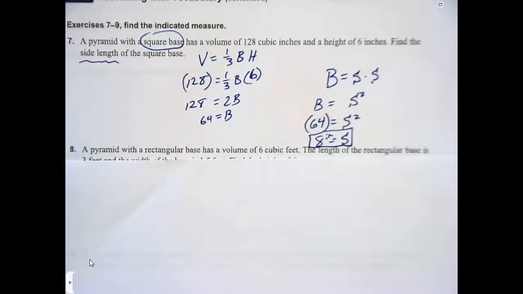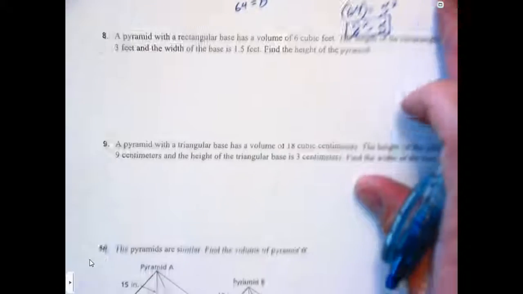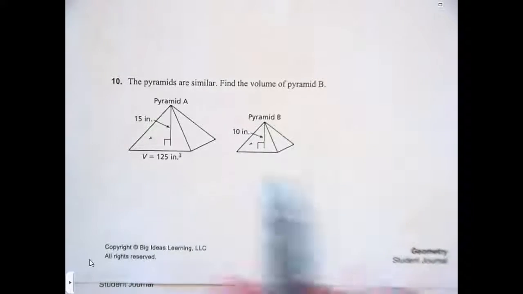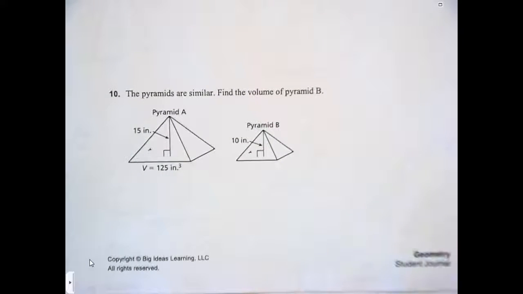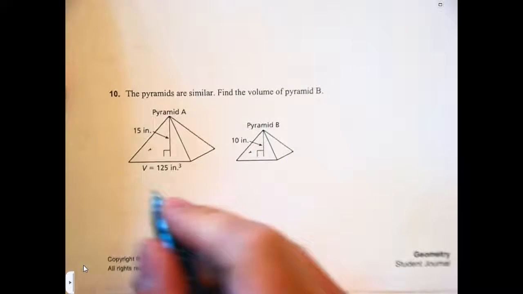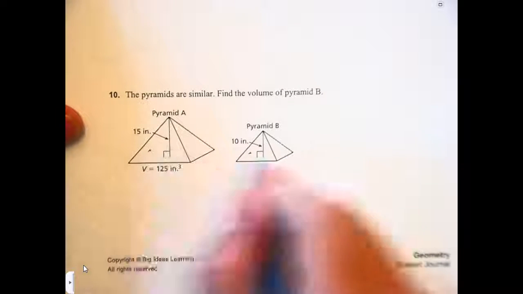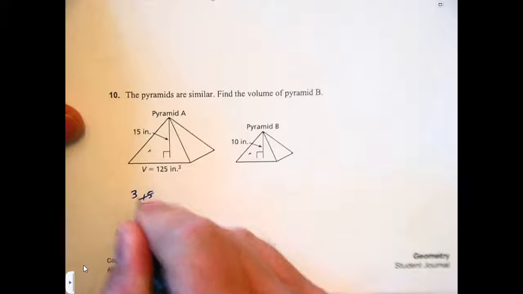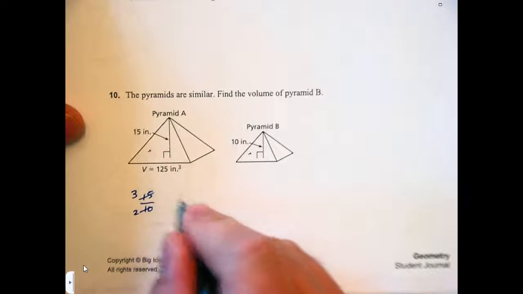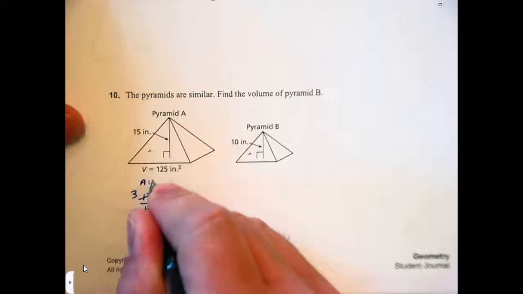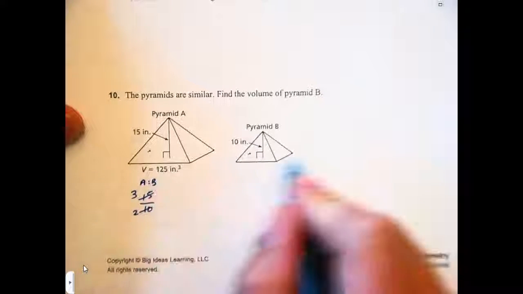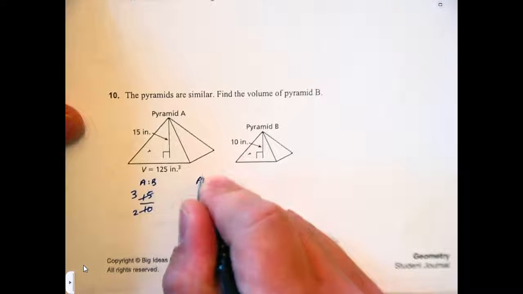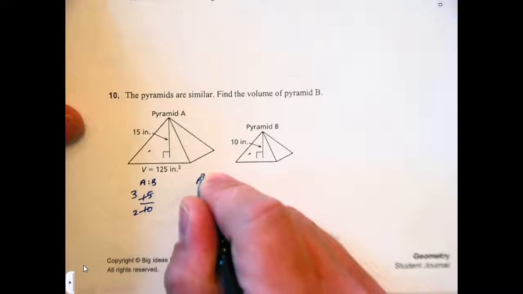Alright, let's go. Why don't you take a look at number 10. Pyramids are similar. Find the volume of pyramid B. This would be cool. Remember, if they're similar, you're taking your similarity ratio, which is your linear ratio, so 15 to 10. I'm going to reduce it to 3/2. That would be comparing A to B. However, if you're trying to find the volume of the other one, you've got to go A cubed to B cubed.